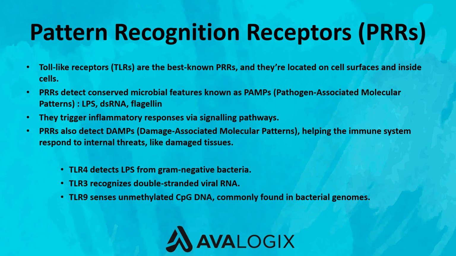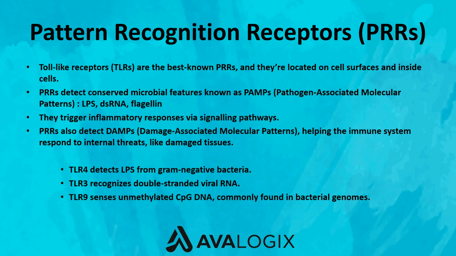These red flags are known as PAMPs, or pathogen-associated molecular patterns. PAMPs are molecular structures that are shared among many microbes, but not present in our own cells. For example, lipopolysaccharide, or LPS, is found on the outer membrane of gram-negative bacteria. Double-stranded RNA is a common feature in viruses. Flagellin, the protein that forms bacterial flagella, is another common PAMP. These are all reliable indicators that a microbe is present.